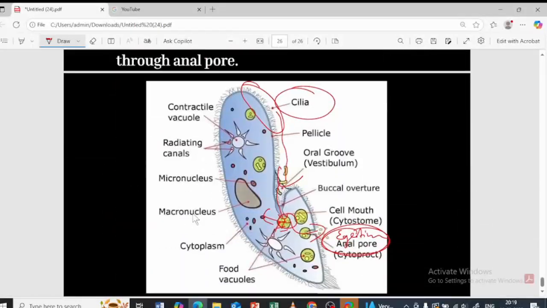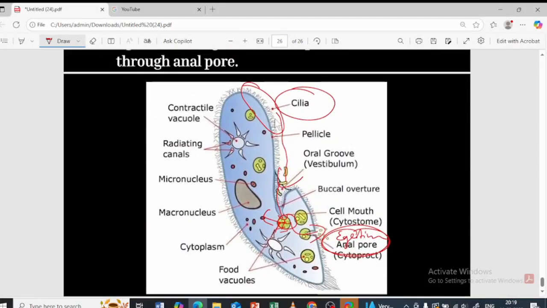Paramecium, same thing. Instead of pseudopodia, there are cilia which sweep the food towards the oral groove, and then it reaches the mouth, and the digestion is going to take place in the food vacuole. After digestion, the digested food will move to the cytoplasm, that is called absorption. Then it is used up by the body for its growth, called assimilation, and the undigested food will be removed out through the anal pore. That is called egestion.